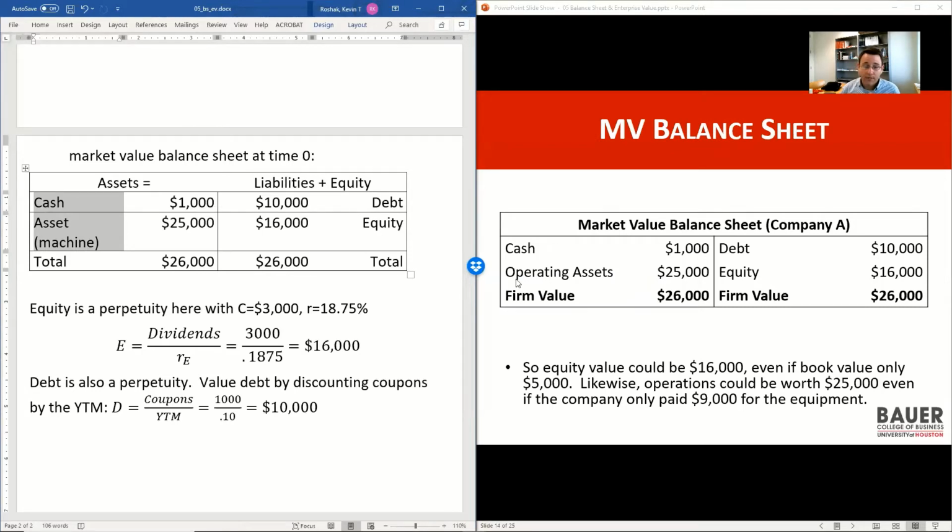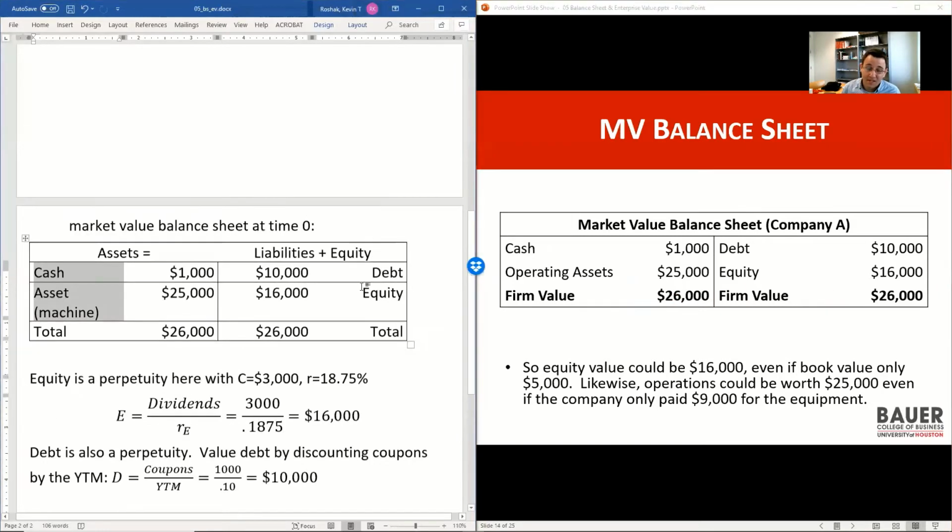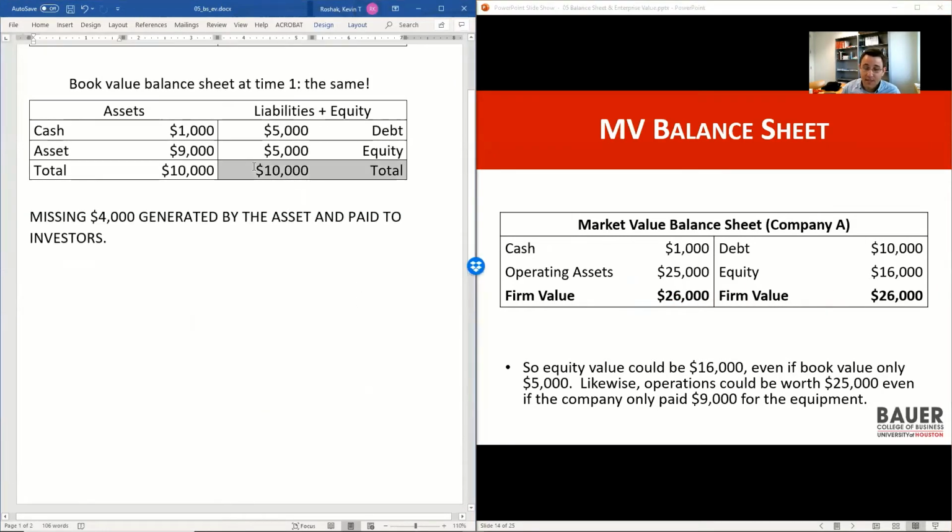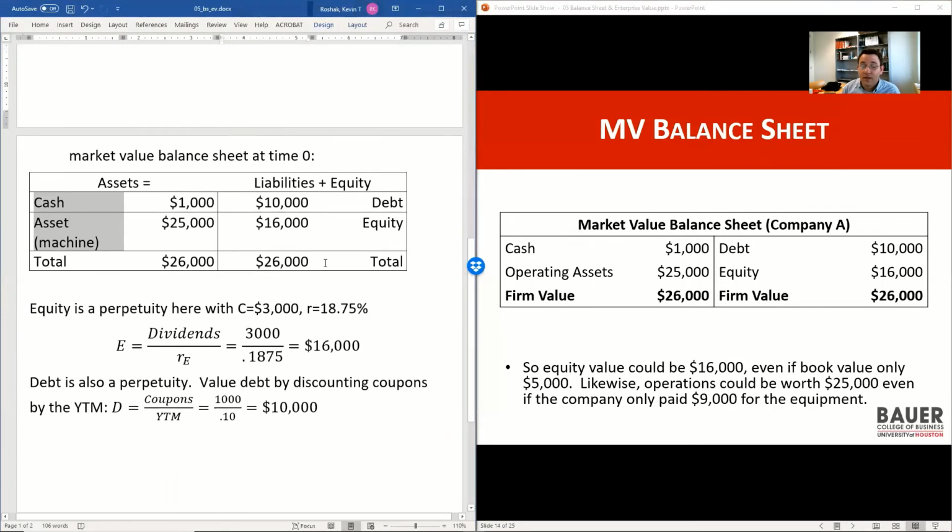If you compare the market value balance sheet to the book value balance sheet, you see a pretty big divergence, right? The company is worth $26,000 in market value terms. That's what investors are willing to pay. But historically, investors only put in $10,000, right? So you'd say the investors only valued it at $10,000 when really they're valuing it at $26,000.